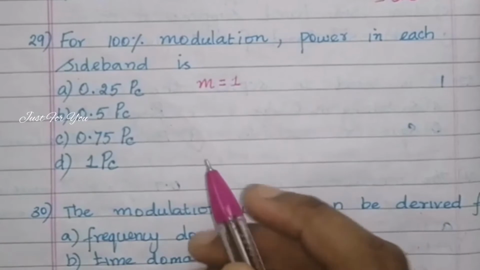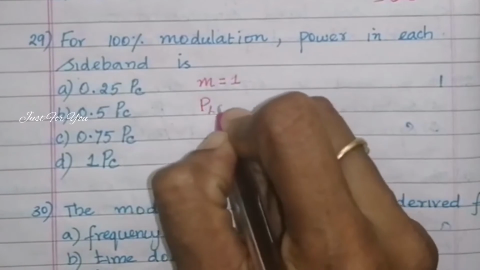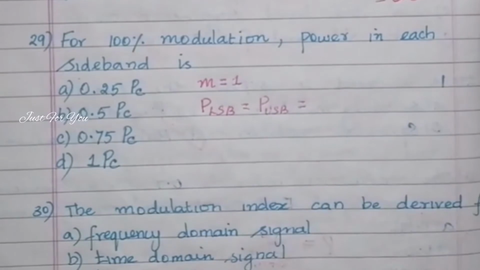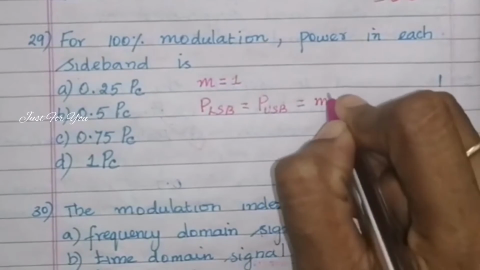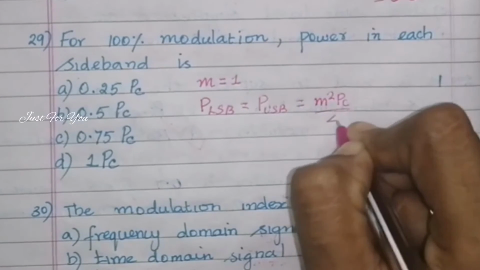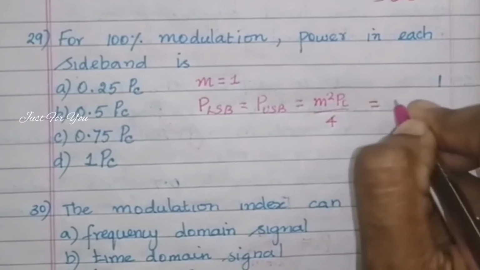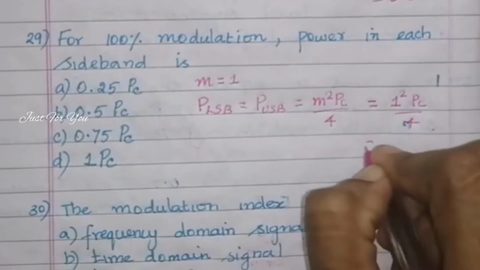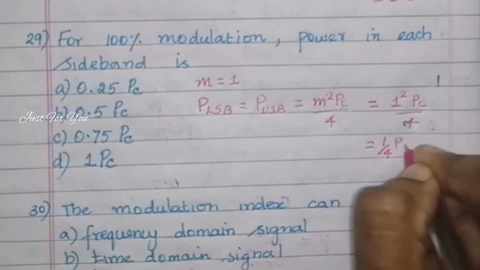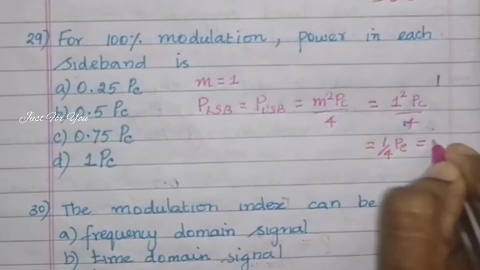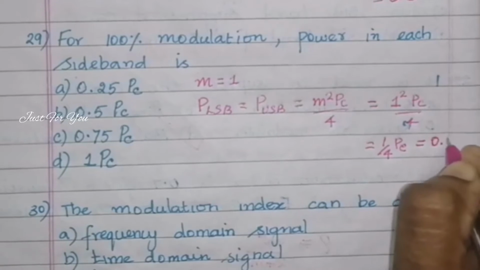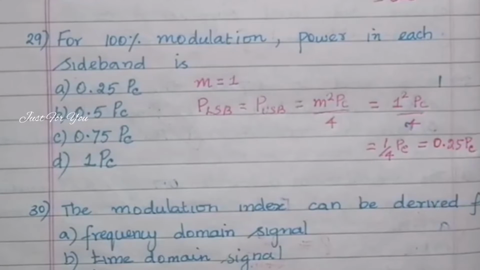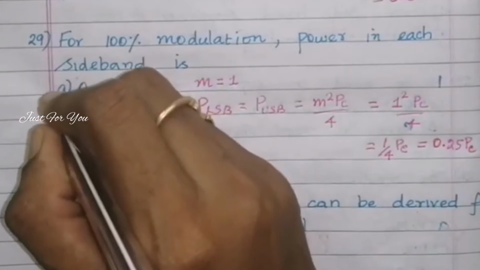To calculate power in each sideband, the formula is power in LSB and power in USB is equal to M square PC by 4. We know the value for M. M is 1, so 1 square PC by 4, which is equal to 1 by 4 PC. 1 by 4 is nothing but 0.25. So we get 0.25 PC. The correct answer is option A, 0.25 PC.